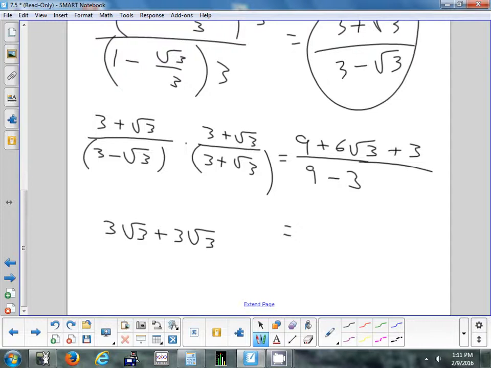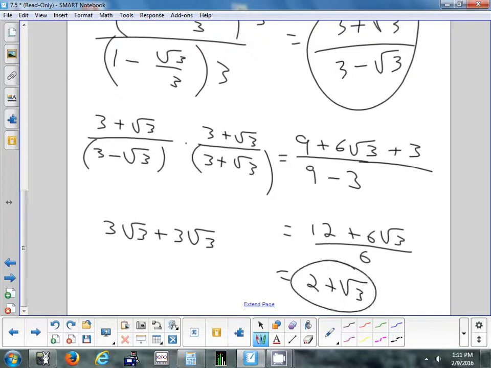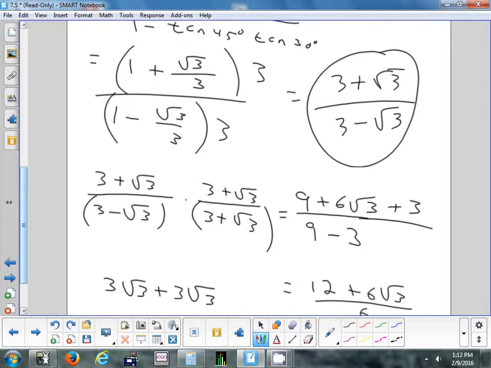We could write it as 12 plus 6 root 3 over 6. And now you could divide each one by 6. You get 2 plus the square root of 3. So if you clean it up and multiply top and bottom by the conjugate, it comes out pretty nice. Will you accept the top one? This one? Yeah. It depends. If they say to not leave square roots in the bottom, that's how you have to fix it.